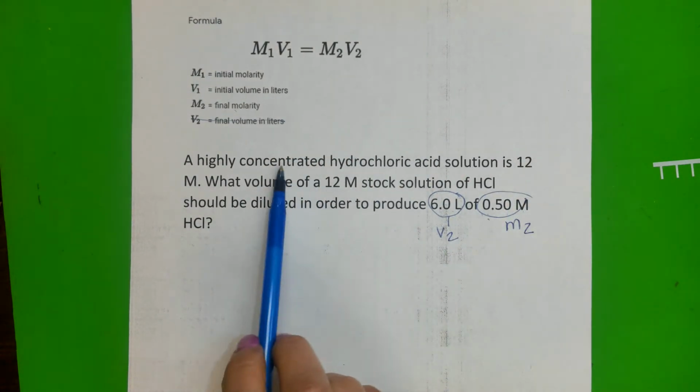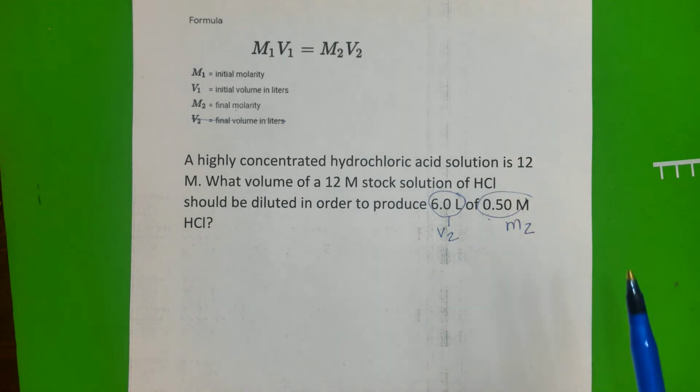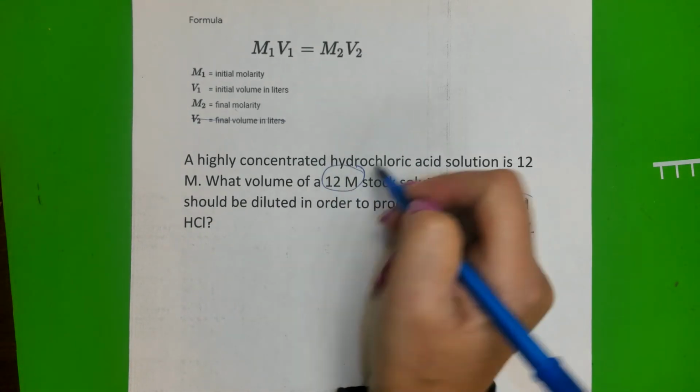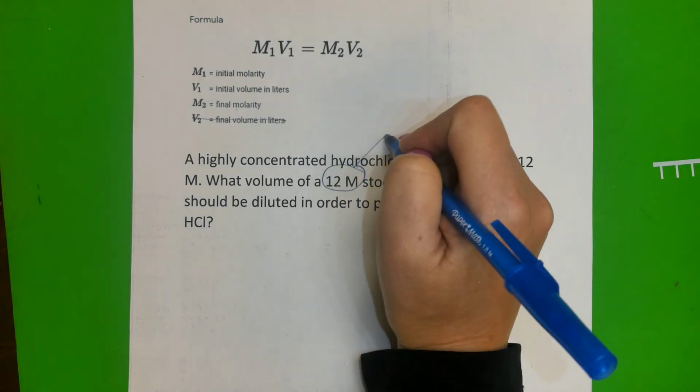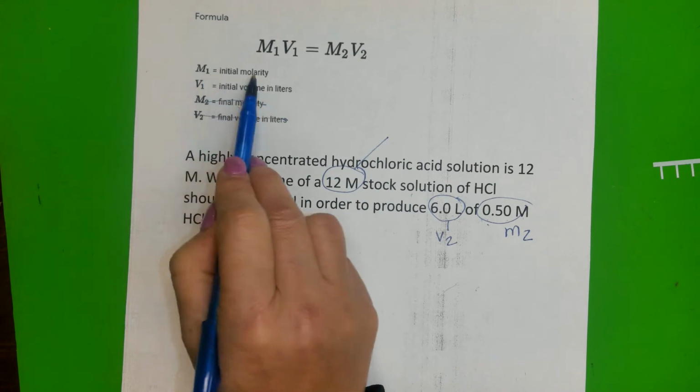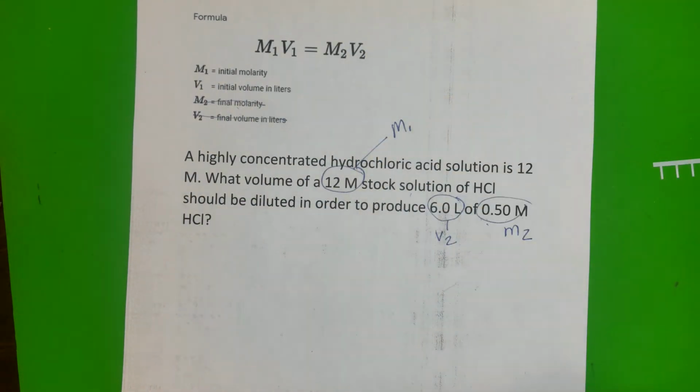Okay, and this is how much you have in stock. This is what you have in your closet, and this is how much concentration you have. So it will be 12 molarity of stock solution of hydrochloric acid. That will be your initial molarity, so that will be M1.